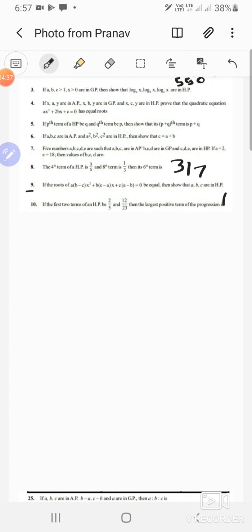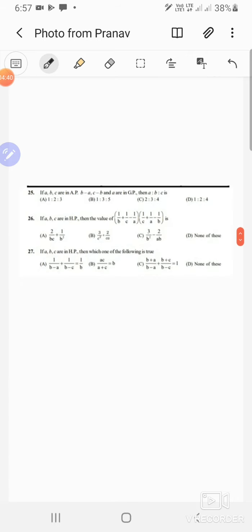So it is 6. Fine. If A, B, C are in AP, and B minus A, C minus B, and A are in GP, then A is to B is to C is. Okay, fine. So these things are in a GP, which means that C minus B squared is equal to A into B minus A.